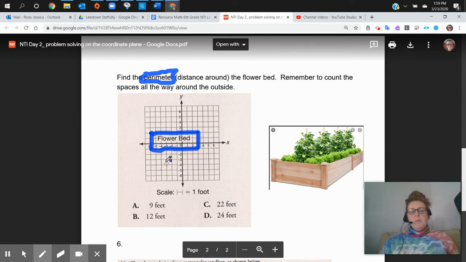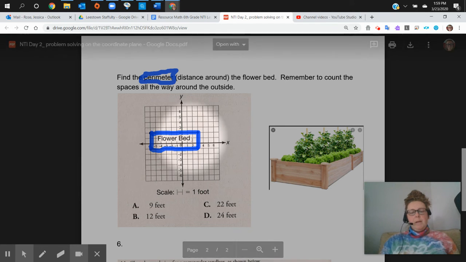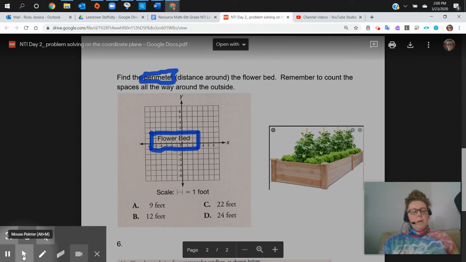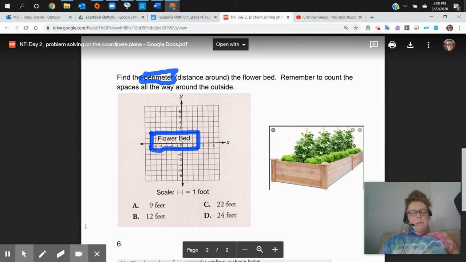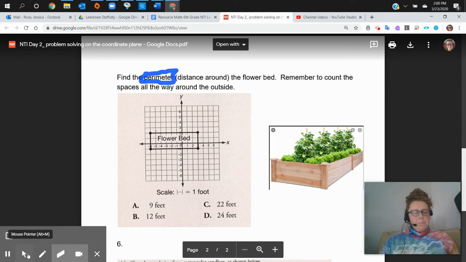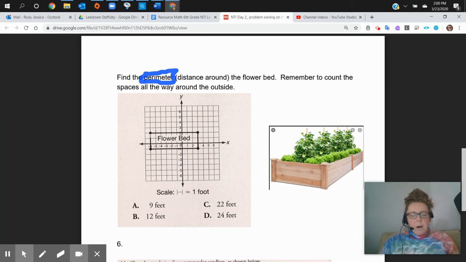Now, for perimeter, we are not worried about the space in the middle. We're only worried about the space on the outside. Okay, let me hide that little magnifying thing. I'm going to erase what I drew so we can actually see it to count, because it's a little hard to see with that blue mark there. And so what you're going to do is count the spaces. You're going to see it pop up as I click it.